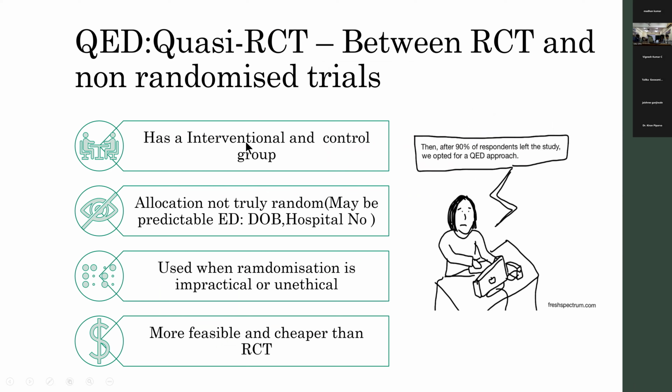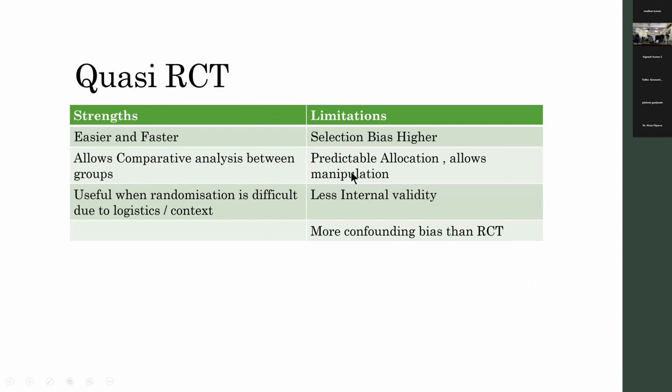So it has an experimental and a control group. Allocation may not be random, or they are not randomized. It can be used when the randomization is unethical or impractical. It's more feasible and cheaper than RCT. It's the same thing which we looked at.